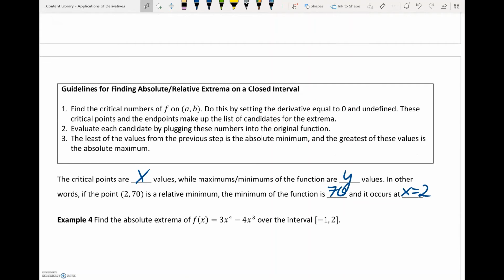The first thing you want to do is find the critical numbers on some interval. We do this by setting the derivative to 0 and seeing when it is undefined. These are your critical points. And then the endpoints also are candidates for extrema as well. We're going to evaluate each candidate by plugging the numbers into the original function to find out their y values. The smallest y value is going to be the absolute minimum. The greatest y value is the absolute maximum.